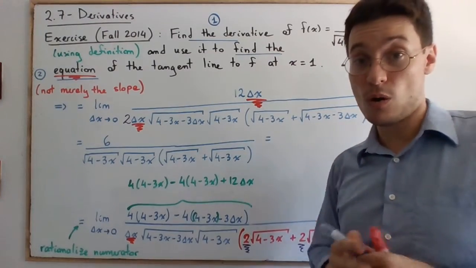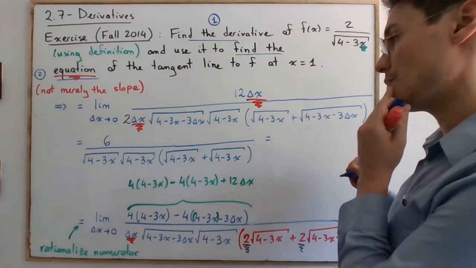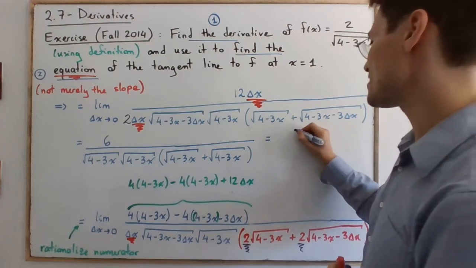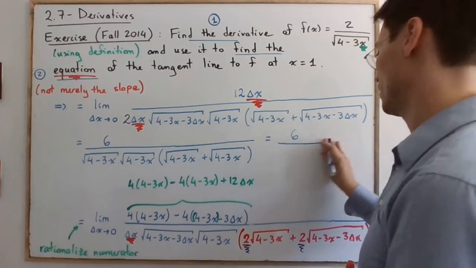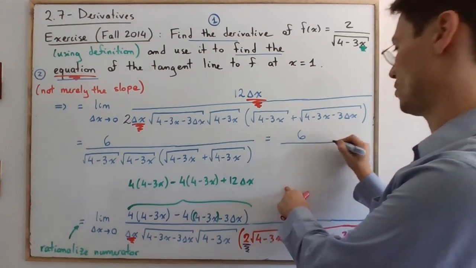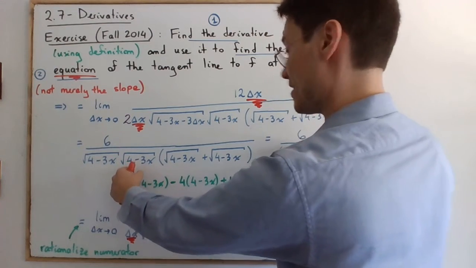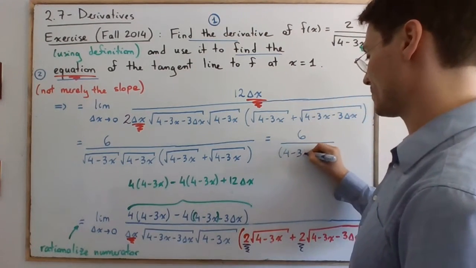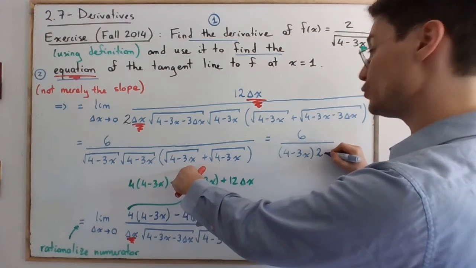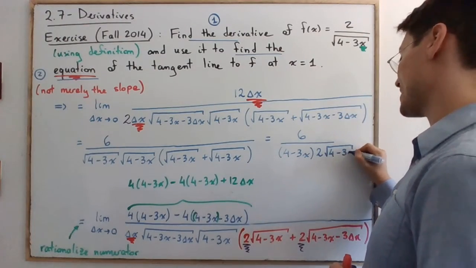Okay, so what do we have? These two are multiplying with each other. So yeah, I think it's fair. What we have here is, these two multiply with each other, so that's going to give us just 4 minus 3x. And these ones are going to add up, so we're going to get another 2 square root of 4 minus 3x.